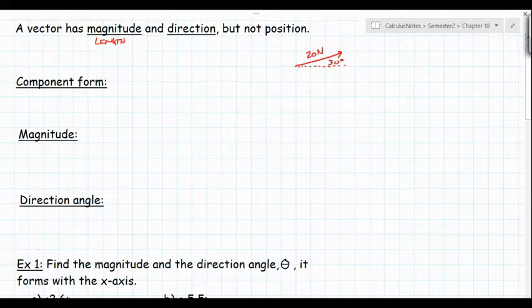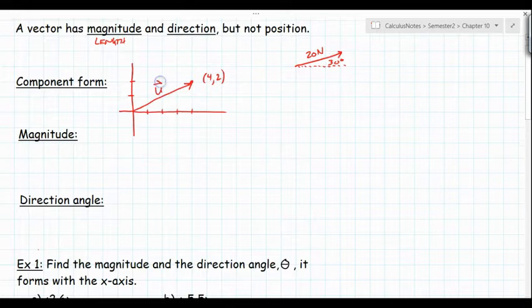Writing vectors in component form: if you think of a vector on a coordinate system, if I had a vector that started at the origin and ended at the point 4, 2, then we would just simply call that vector, if this is vector u, then I could say vector u is the vector in component form 4, 2. So we can write the x component and y component of a vector.